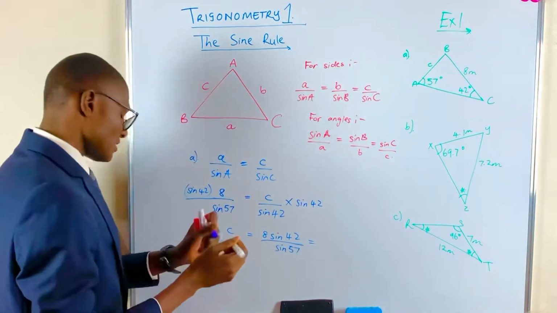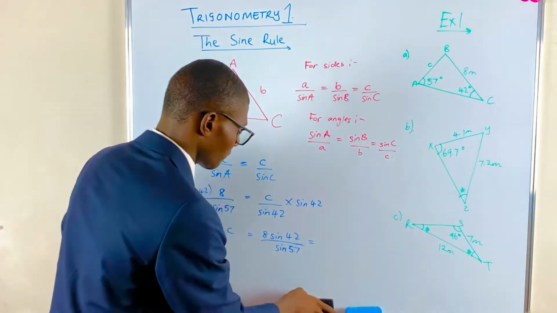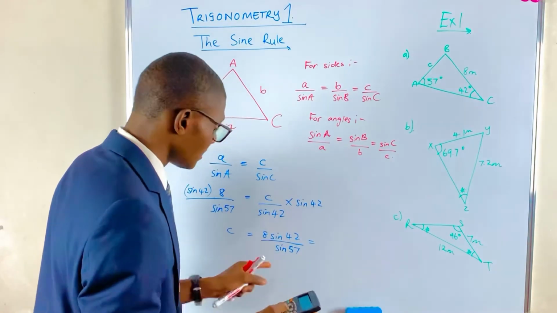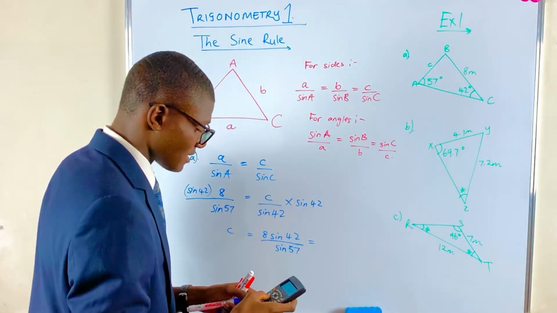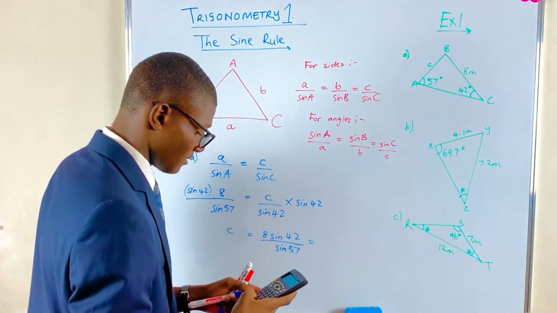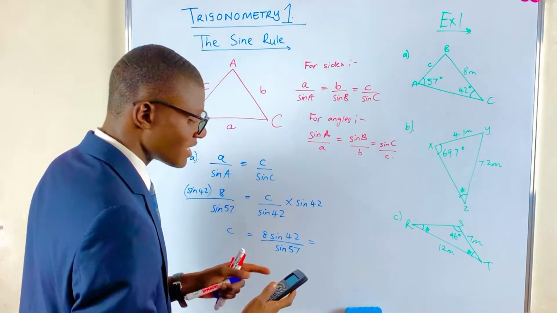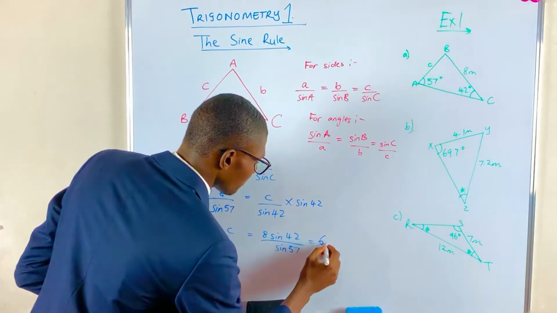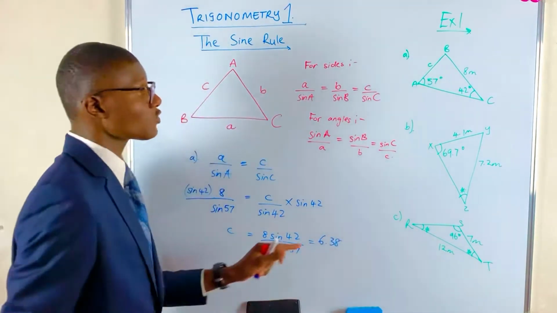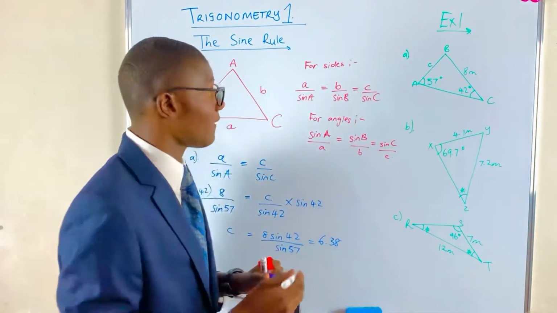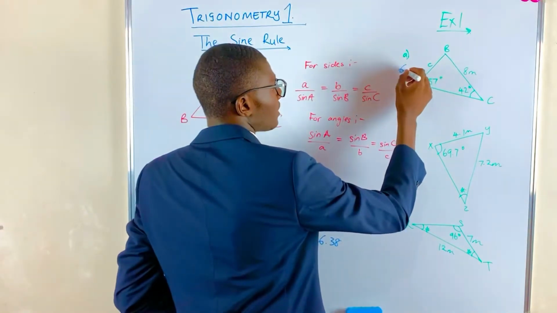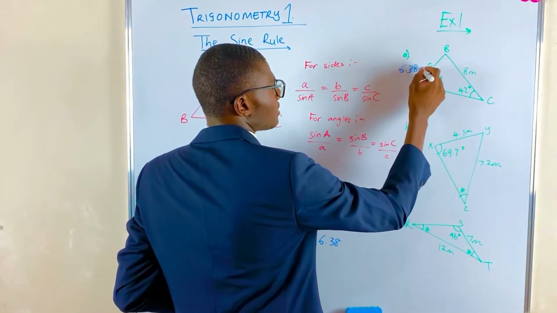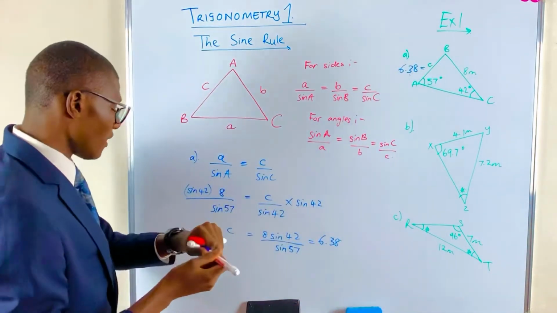Which we can further simplify to 8 sine 42 divided by sine 57. We get an answer of 6.38. So 6.38 will be the length of the side C. So 6.38 is equal to C. Now let's move on to B.